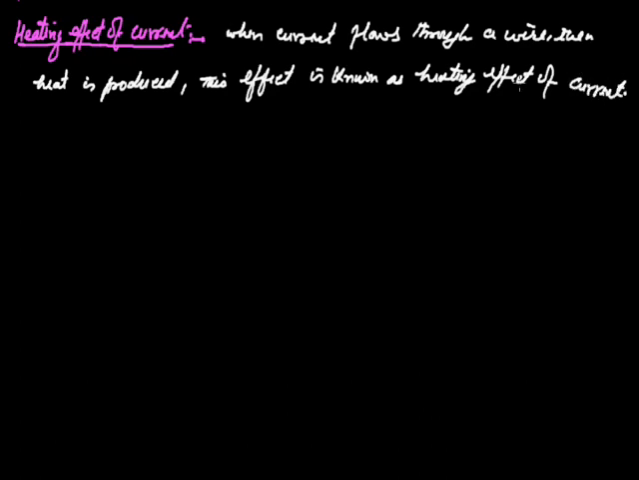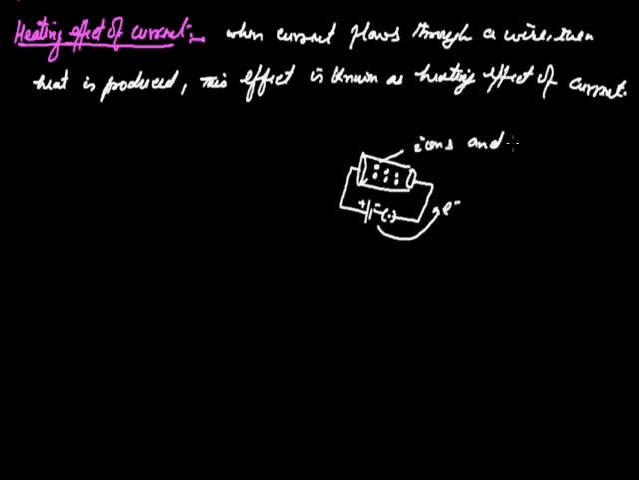When we switch on the circuit, current starts from the positive terminal of the battery. Suppose this is a conductor connected to a battery. When we switch on, electrons start from the negative end and enter the conductor, where the ions and atoms are. The electrons collide with the atoms and ions, so some part of the kinetic energy of the electrons is converted into heat. It is known as the heating effect of current.